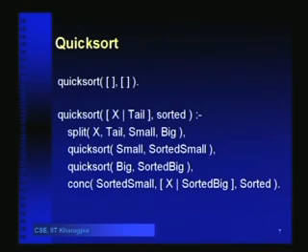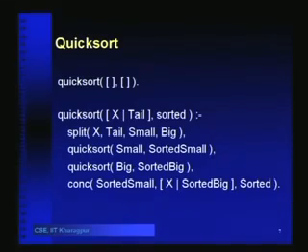First argument is the original list and second is the sorted list. So if you give the original list and the sorted list, it is going to say true. If you give the original list and an unsorted list, it is going to give you false, and if you give the original list and a variable, then it is going to return you the sorted list.